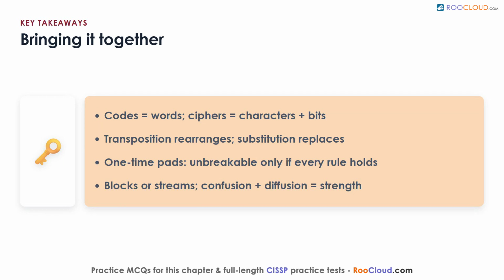Simple substitutions fall to frequency analysis, while one-time pads are unbreakable only if every strict rule holds. Running key ciphers borrow their key from a shared book. Ciphers act on blocks or streams, and real strength comes from combining confusion and diffusion. These primitives underpin every modern algorithm ahead.